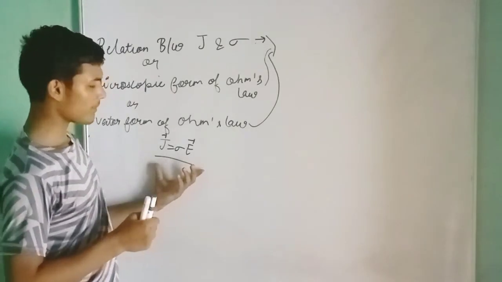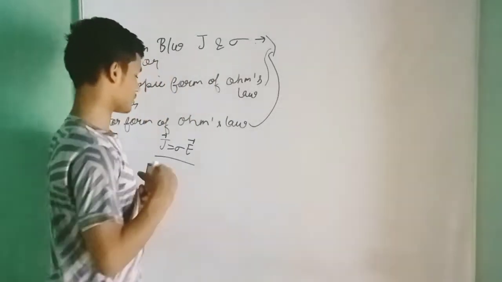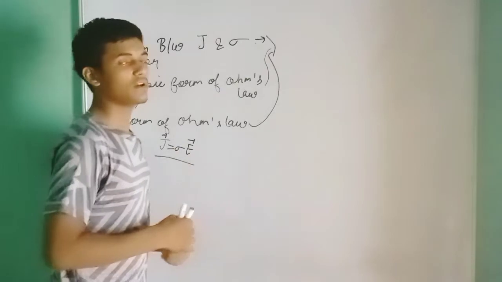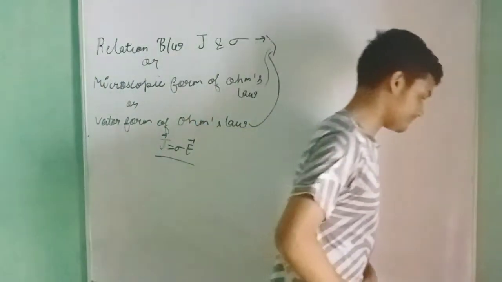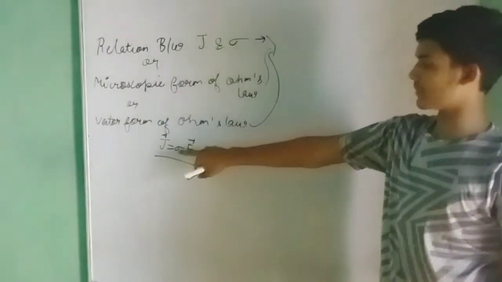I think that sigma is conductivity, the reciprocal of resistivity. Is that a vector quantity or not? I think that is not a vector quantity. So see, conductivity is a scalar quantity.